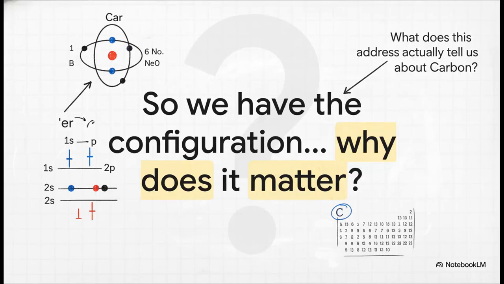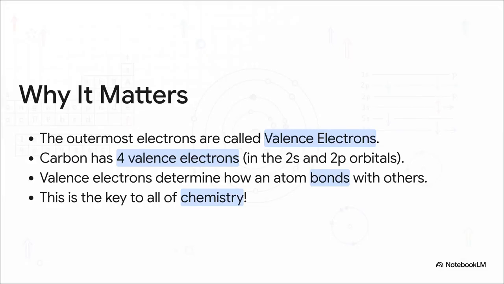Okay, that's great. We followed the rules, we wrote down some letters and numbers, but so what? Why does any of this actually matter? What does this address really tell us about carbon? This right here is the big payoff. The electrons in the outermost shell, for carbon that's the 4 electrons in the 2s and 2p orbitals, have a special name.